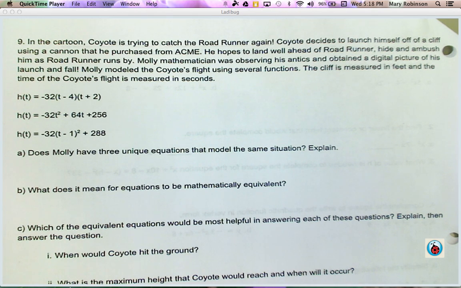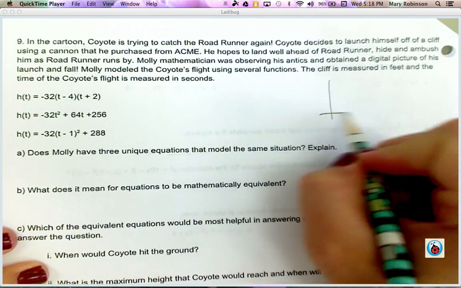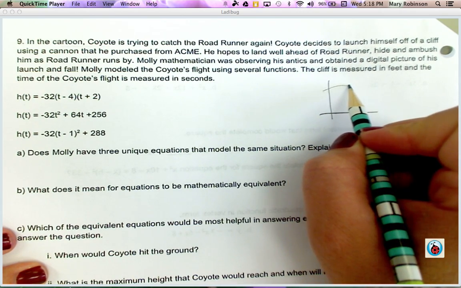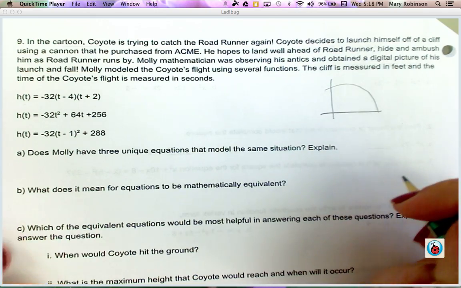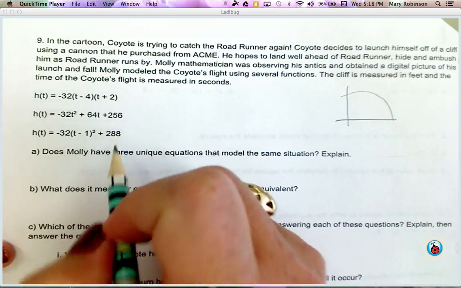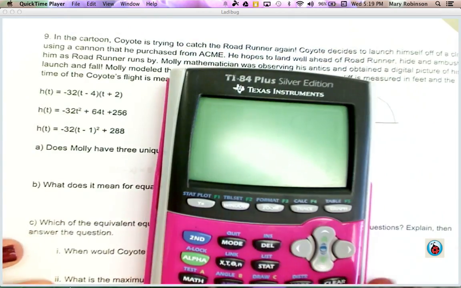So in this problem, we're referring to a coyote trying to catch the roadrunner, where usually he's doing something stupid like trying to throw something off a cliff to be able to hit the roadrunner as he runs by. So we can see that this model is a parabola, and we're given 3 different functions. And it says, does Molly have 3 unique equations that model the same equation? So basically it's asking, are the functions equivalent?